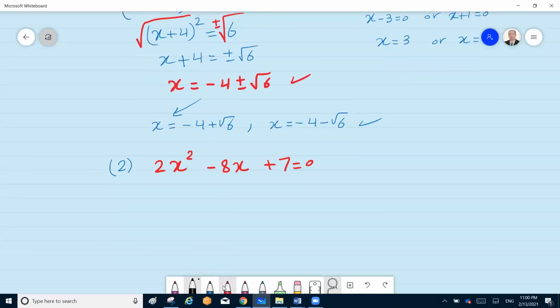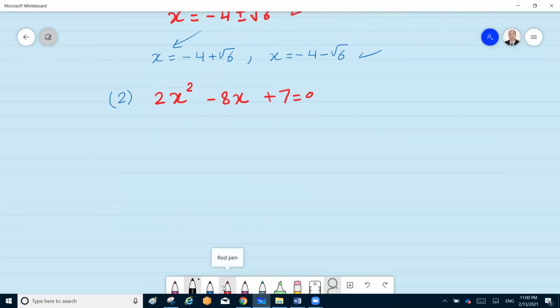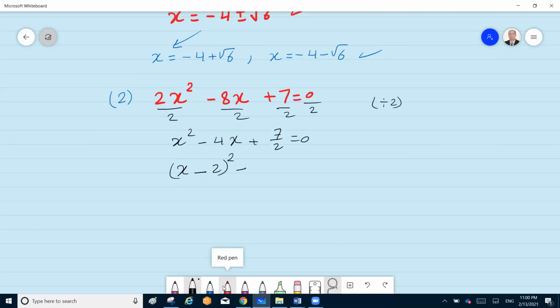Now I will first divide the equation by 2. I try to get x squared, of course, okay? Now divide the whole equation by 2, even the 0, of course, divided by 2. You now have x squared minus 4x plus 7 over 2 is equal to 0. Now complete the square: x minus half of 4 is 2, all squared, minus the 2 squared is 4, plus 7 over 2 is equal to 0.